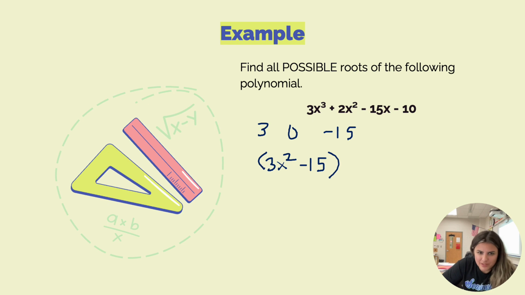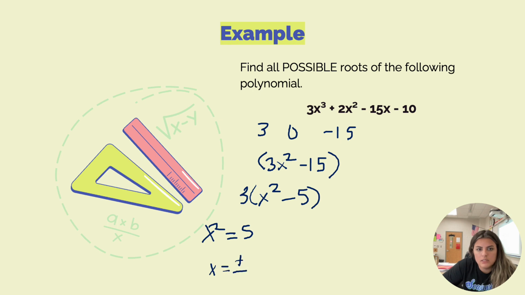This one right here is just going to be easier to factor. So I'm going to pull out a GCF of 3. So I have 3x squared minus 5. And now I can set that equal to 0 and find the remaining roots. So I have x squared equals 5. I can take the square root of both sides, and I get x is equal to plus or minus the square root of 5 here. And then you don't want to forget from our synthetic division that we found 2/3 also to be one of our solutions. Okay.